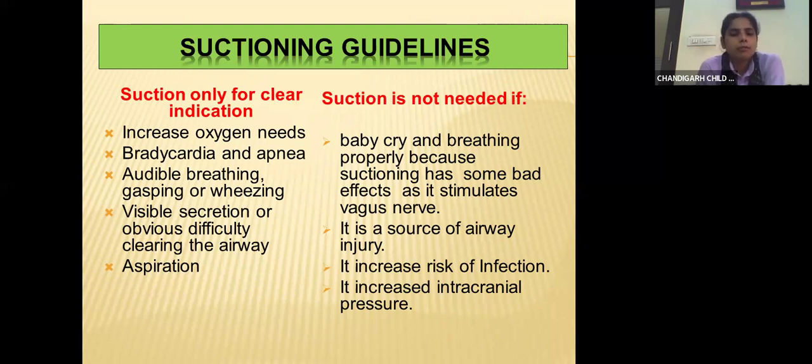It stimulates the vagus nerve. We all know the function of the vagus nerve. The vagus nerve controls the motor function and it also controls the heart rate. Whenever we do suctioning at birth, it stimulates the vagus nerve, which can cause bradycardia and tachycardia in the baby. It is a source of airway injury and also a risk factor for infection and increased intracranial pressure. By doing suctioning, it increases the intracranial pressure, which is also a risk factor for the baby in the future.